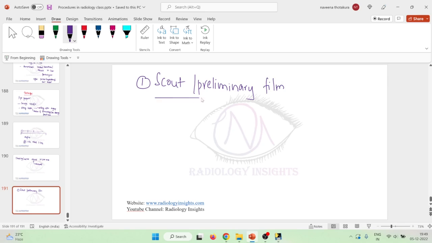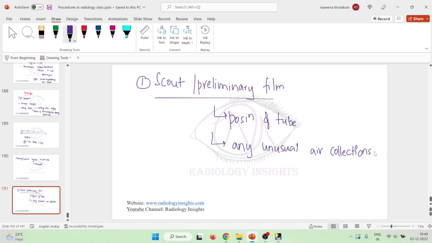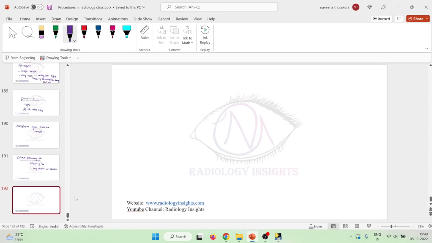Why should we obtain this scout image? This scout image is mainly obtained to make sure that the position of the tube is normal, and to identify if there are any unusual collections, or any unusual air collections. So first you will have to take a scout or preliminary film.